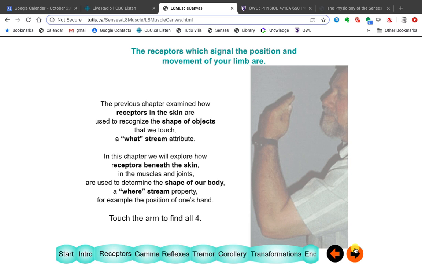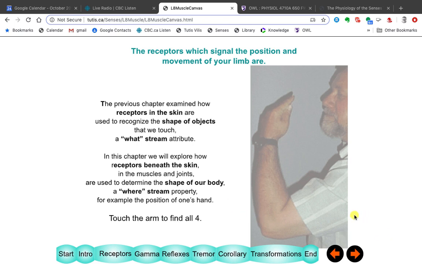So there's several receptors that recognize what's beneath your skin and the shape of your body, and it's part of the where strait. So where your hand is. Before, we talked about the receptors on the skin, and they were most useful for figuring out what the shape of the object is that you're touching. And so that was part of the what strait.